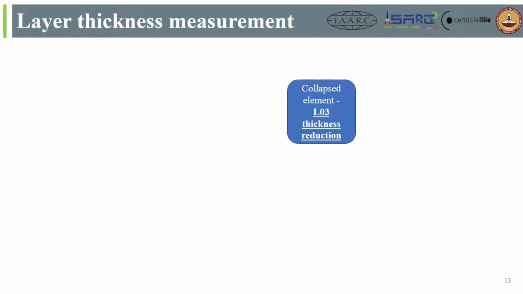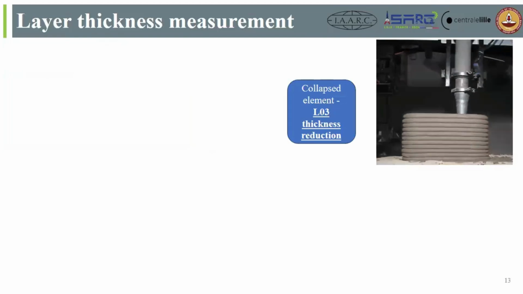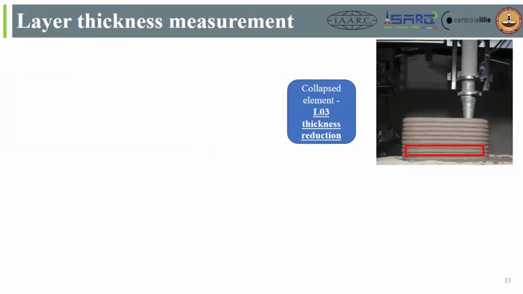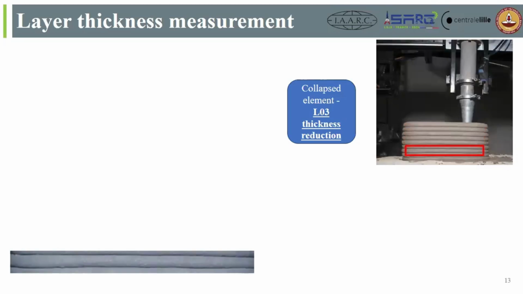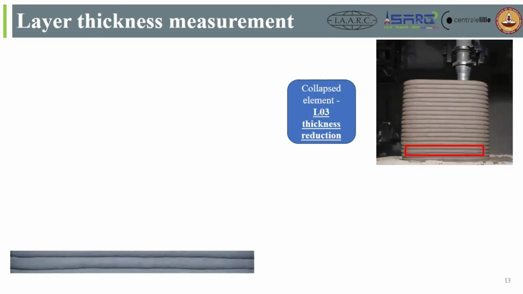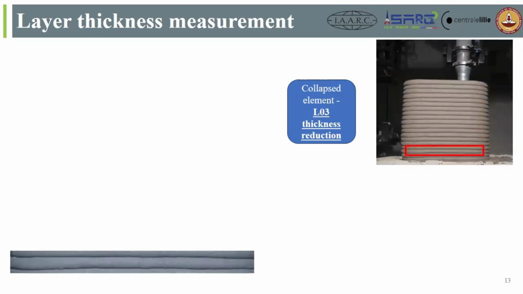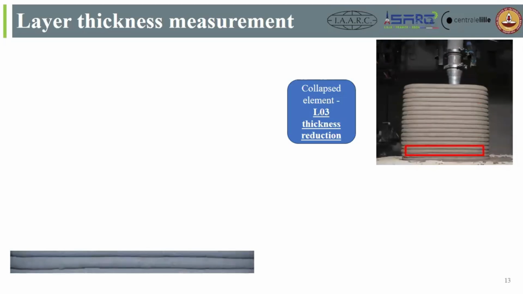Coming to the layer thickness measurement. This is the GIF showing each layer as it gets printed. This is the one layer image window that I have taken. Within this image window, this is layer 3 of a collapsed element. You can see that as each and every layer is printed on top of it, the layer compresses gradually, and eventually the top layer also comes into the picture.